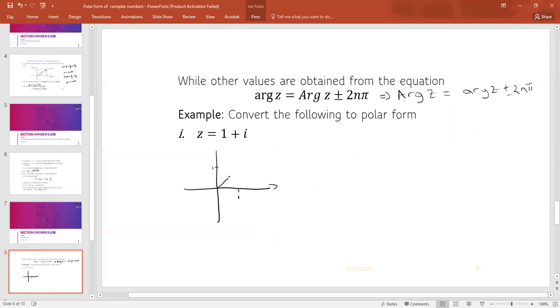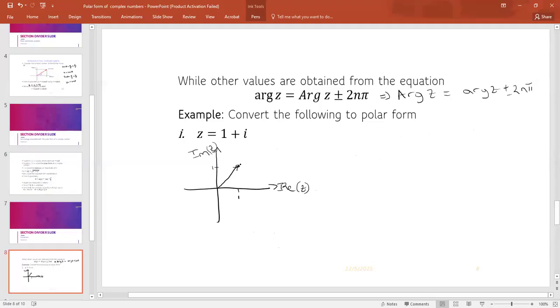Now we draw the arrow from the origin to that point. Remember that this is the real part of our complex number, and this is the imaginary part. So this implies the complex number lies in the first quadrant.